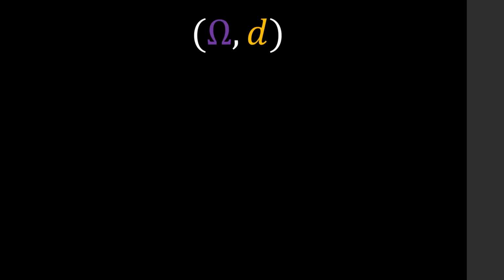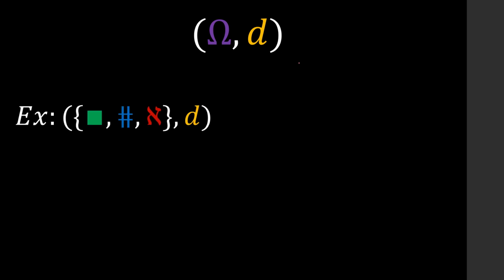So a metric comes with a set, and I'll write the set omega. And what we get is a metric space. So the tuple of the set with this metric on the set is called a metric space. And I really mean any set, right? So I could have this nonsense set where I just have, okay, a green square, a blue hashtag, and a red aleph. And, I mean, they don't really mean anything, they're just symbols.